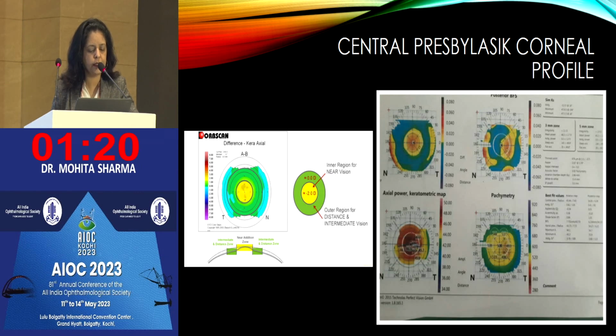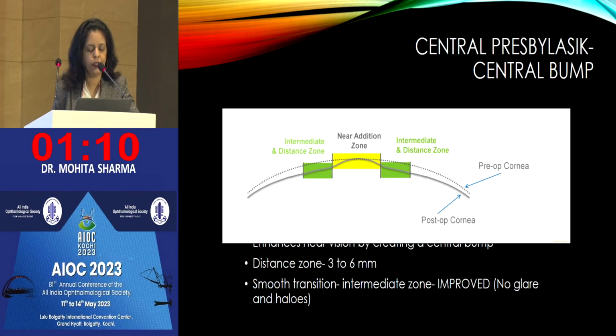As you can see, the center is reddish, and in the center we create a hyperpositive area, and there is a small bump which is created, and so this center works for near vision. And when the patient views for near, our pupil constricts, so it's the central 3 millimeters which becomes more active. When the patient is viewing for distance, our pupil dilates, and so it's the 3 to 6 millimeters zone which becomes more active, and in between there is a smooth transition.